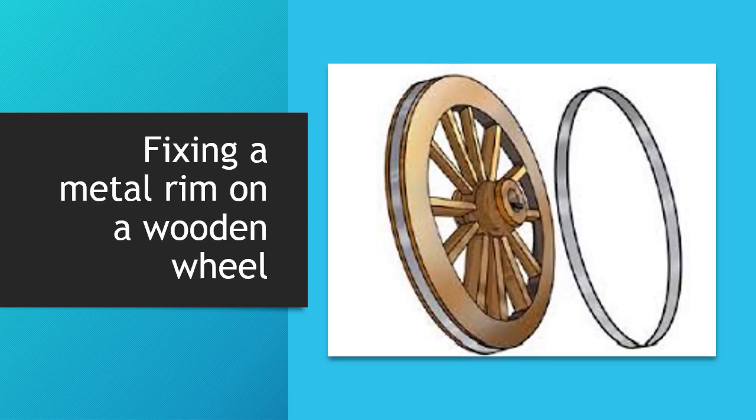You all must have seen the wheels of bullock carts or horse carts. They have a thin iron rim around them. The iron rim has to be fitted very tightly around the wheel. Otherwise, it will come off when the wheel is in motion. So, how is it done?